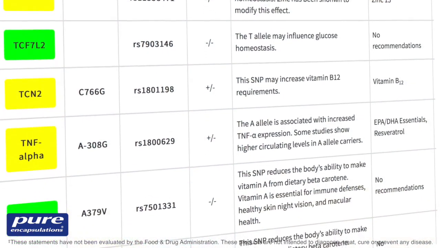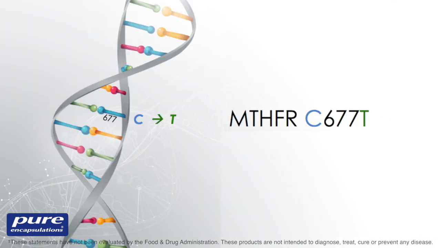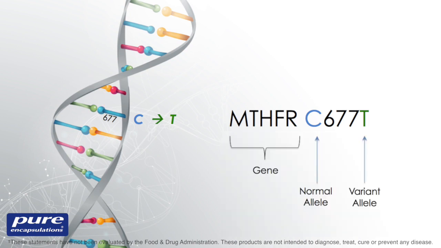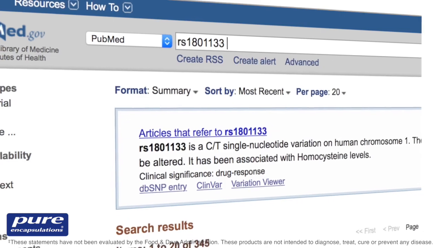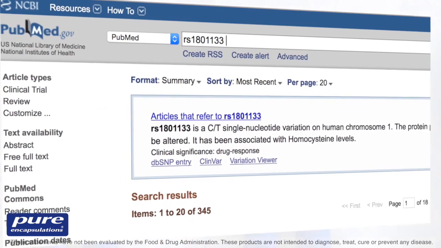To interpret genetic test information, it is important to understand common nomenclature, which is shown in this example of the MTHFR gene. This gene has a common SNP at position 677 of the gene sequence, where a C is replaced with a T. The C is considered the normal allele, and the T is considered the variant allele. The term allele simply refers to the different versions of the same gene, the one containing C or the one containing T. SNPs also have identification numbers called RS numbers, which are useful when searching the online medical literature.